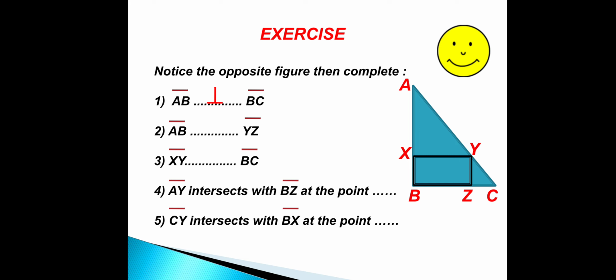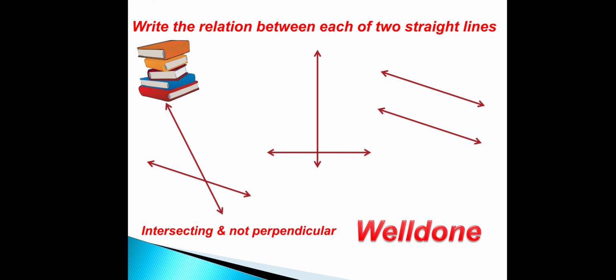Write the relation between each of two straight lines. Number 1, intersecting and not perpendicular. They are intersecting because they make two obtuse angles and two acute angles. Two acute angles here and two obtuse angles here.